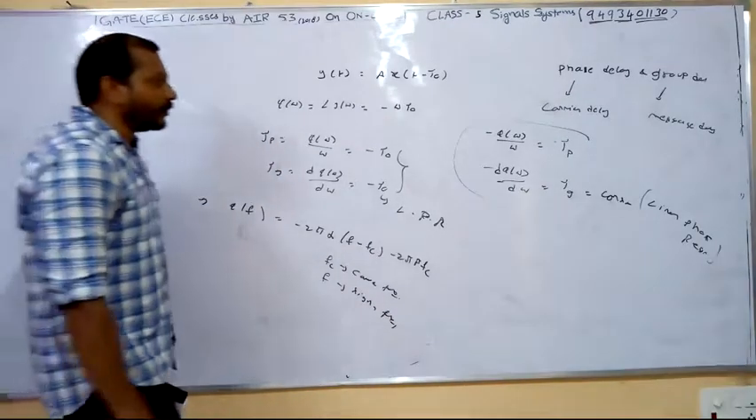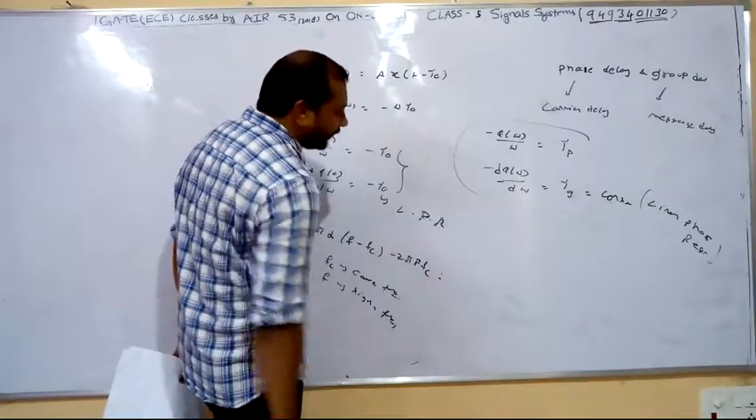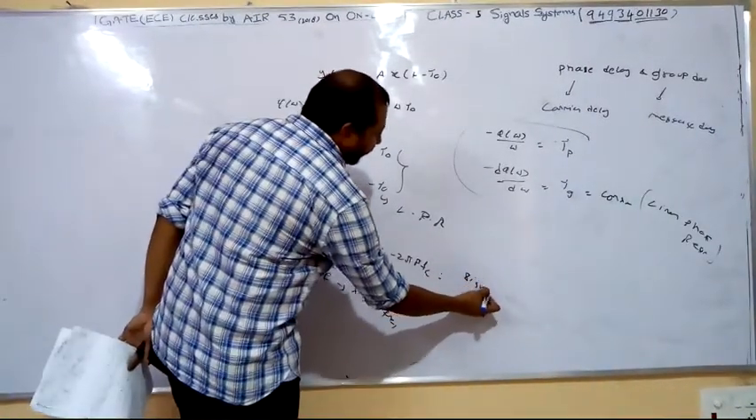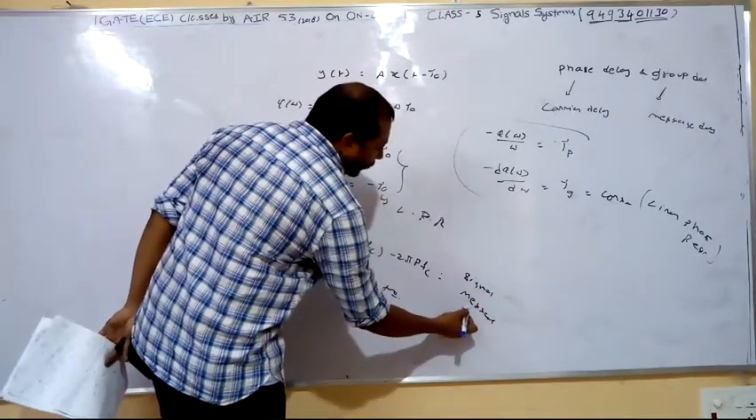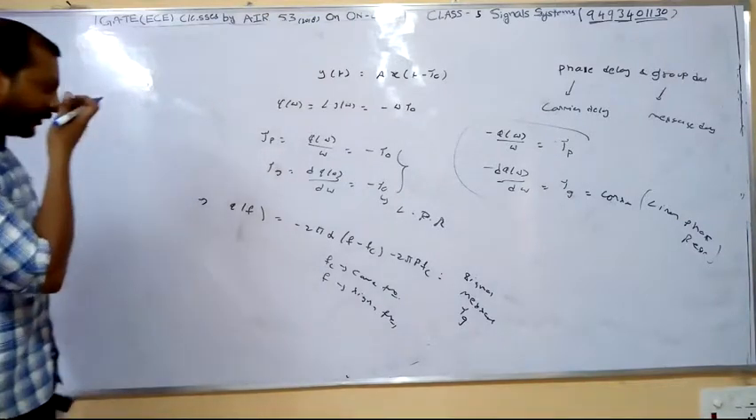Then they are asking what is the signal delay. Signal delay is nothing but your message delay. Message delay means your group delay. Tau g, they are asking. What is tau g?